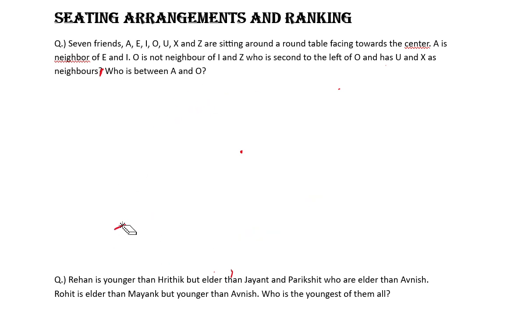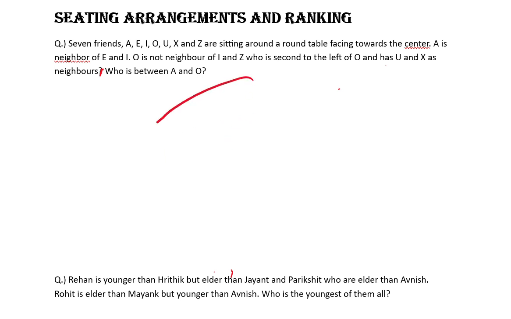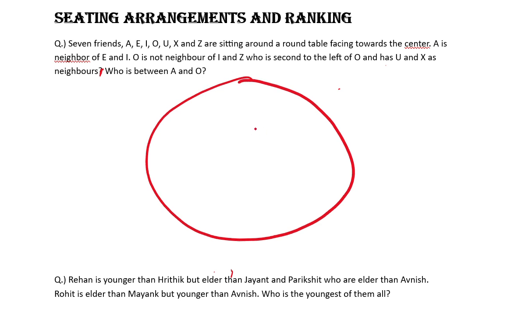In a circular arrangement, we'll go step by step, whatever information is given. Here is a circular table. Let's make it a bigger circle. 7 friends are there, all facing the center. 1, 2, 3, 4, 5, 6, 7.